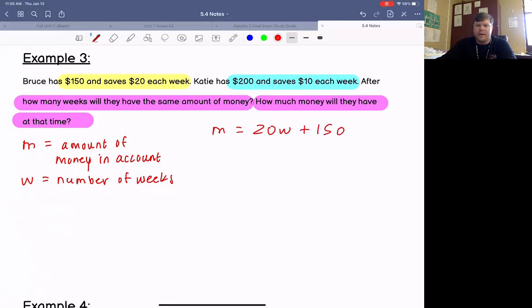And then the blue highlighted part, we can do something similar for Katie's account. We can say, the amount of money she has equals $10 each week.